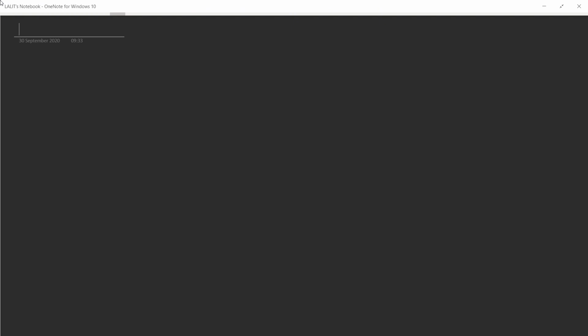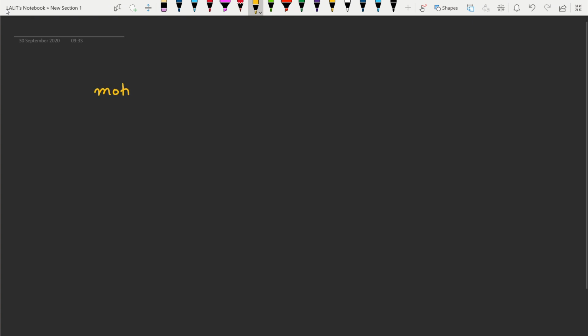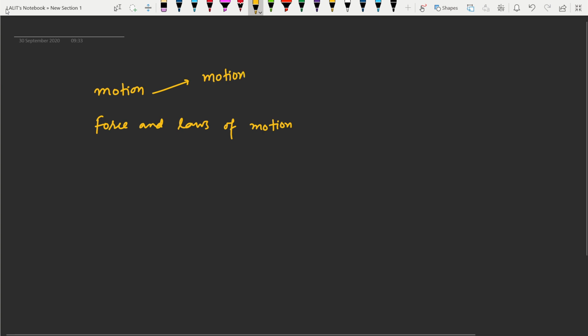We have already covered two chapters in first term, motion and force and laws of motion. What did we learn in these two chapters? In motion, we learned about motion of objects in straight line, and in force and laws of motion, we talked about the cause of motion. I hope that you are clear with all the concepts of these two chapters.